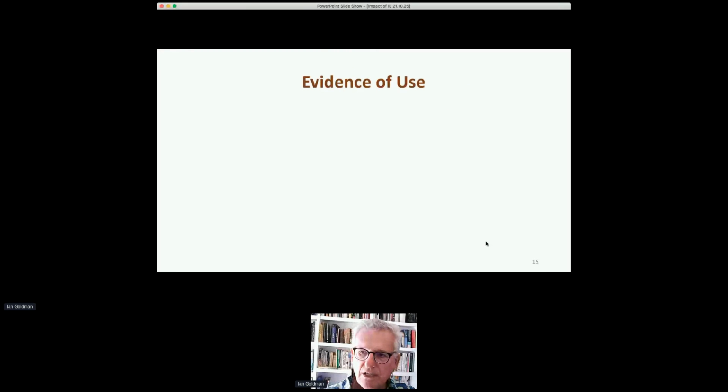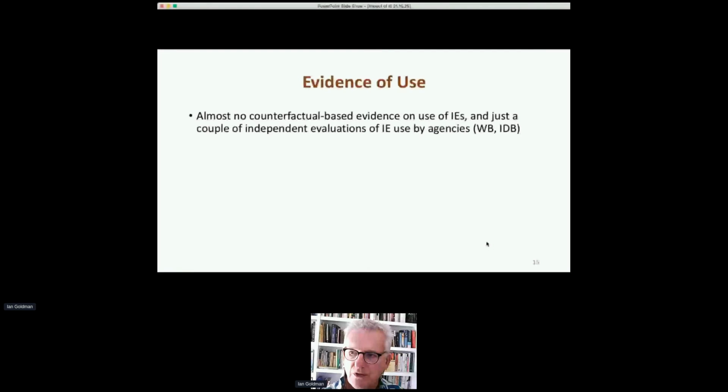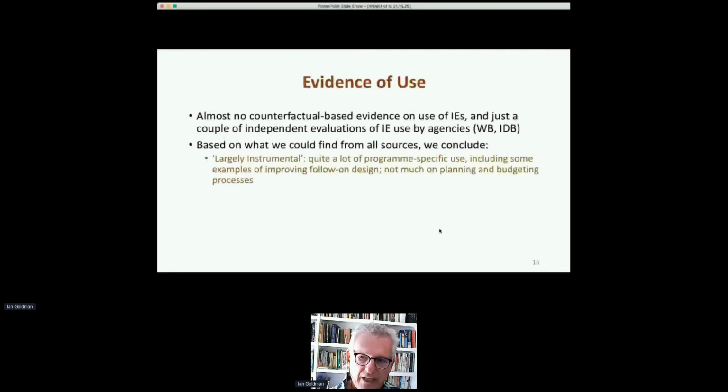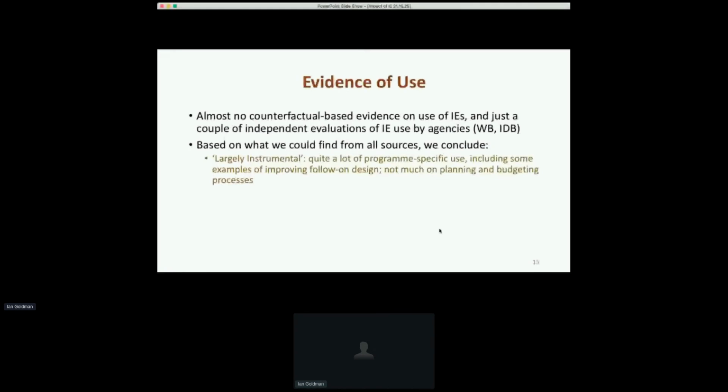And in terms of this, there was counterfactual-based evidence on the use of IEs and just a couple of independent evaluations by agencies. But based on what we could find from all sources, we concluded that the largely instrumental covers quite a lot of program-specific use, including some examples of improving follow-on design, but not much on planning and budget processes. And that's an area where we feel much more is needed.